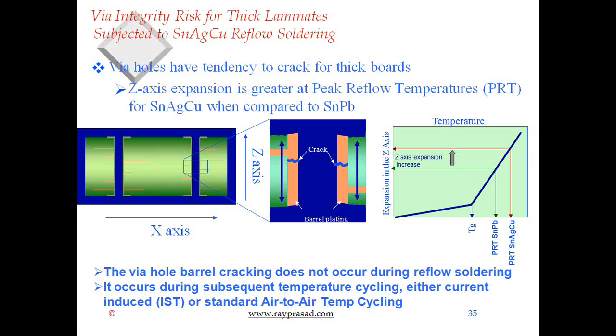So the solution to this is that when you go to lead-free, and this has nothing to do with the BTC, you have to change the laminate material, which will add to the cost about 15 to 20% of the laminate cost, not necessarily the board cost.